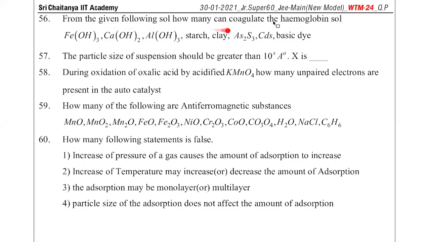See this question now: from the given, how many coagulate the hemoglobin sol? Hemoglobin is a positive sol, so we just need to check out the negative ones. So this is positive sol, positive sol, positive sol, negative sol, negative sol, negative, negative. Okay, basic dye is also positive. So which of them are negative sols here? So four of them are negative sols here. Okay, students.